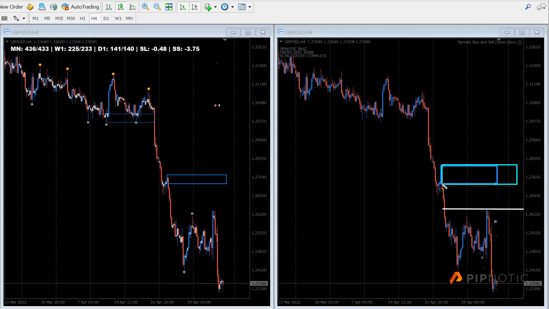Okay, so I have a price inefficiency. We have the origin of this move. So I'd expect price to come back here and have a bit of a reaction. Are we going to get one? Very likely so. Are we guaranteed to? No, we are not. But we don't want to win every trade. We just want to win most of them.